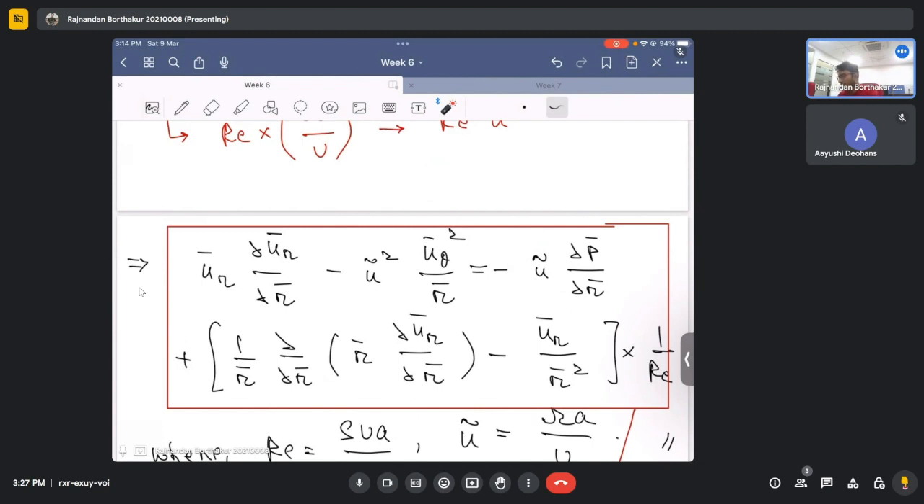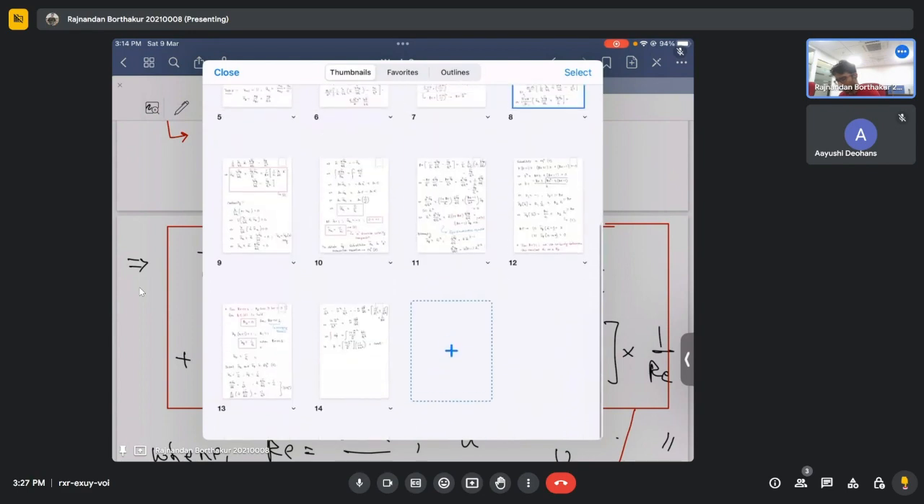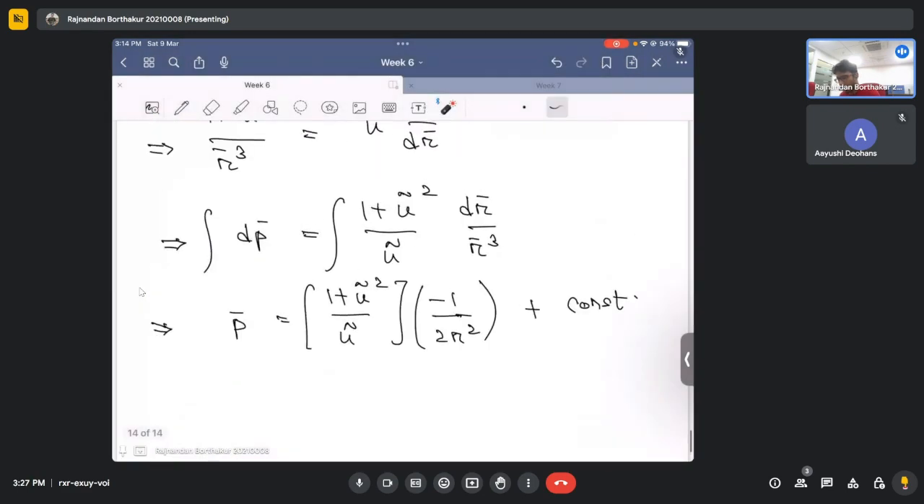I'll also check my notes. I don't think I have my notes here. But anyway, it's just a matter of a constant. So just check it out. I don't think it will create any significant qualitative change in the calculations. I think it's just u tilde. You can just check it out.